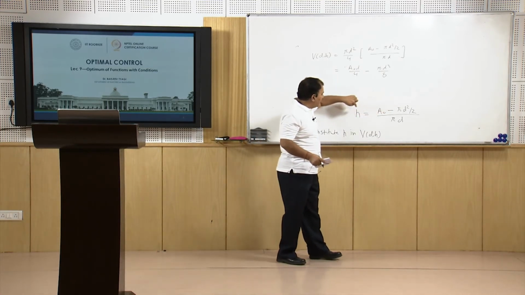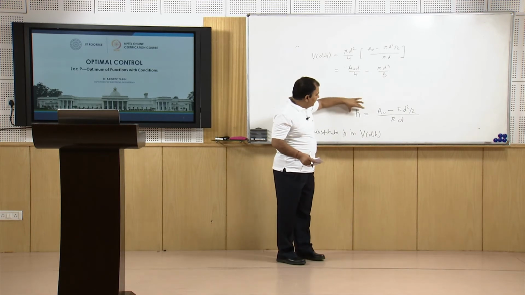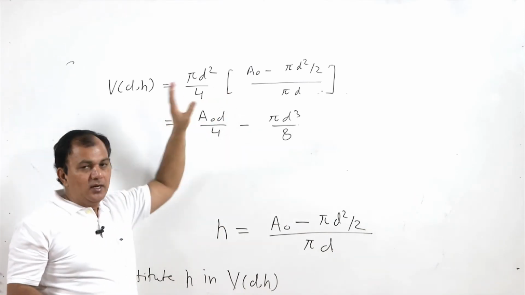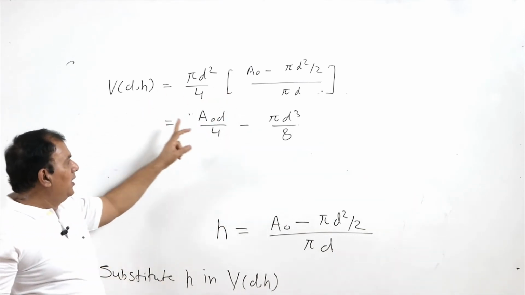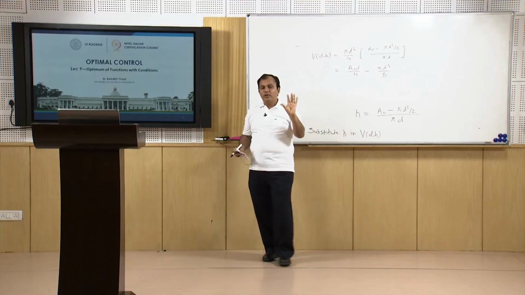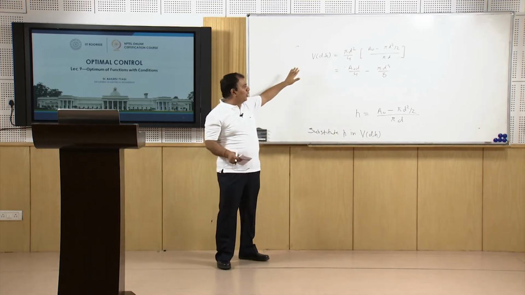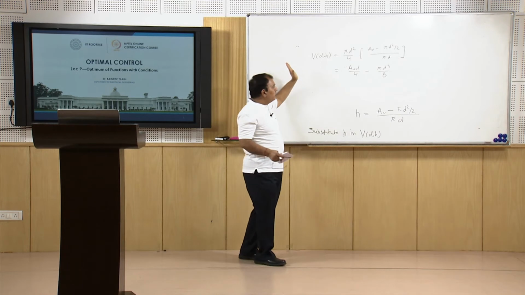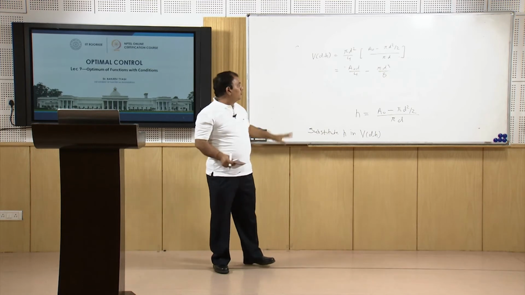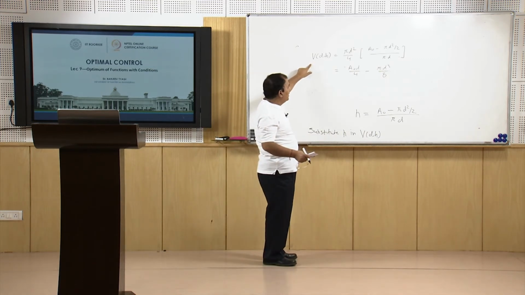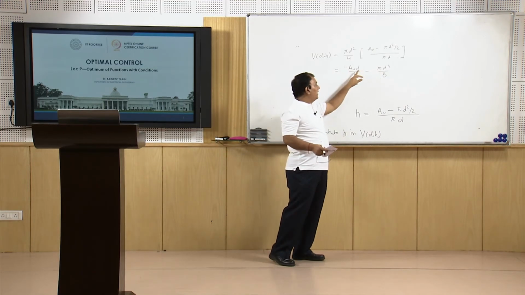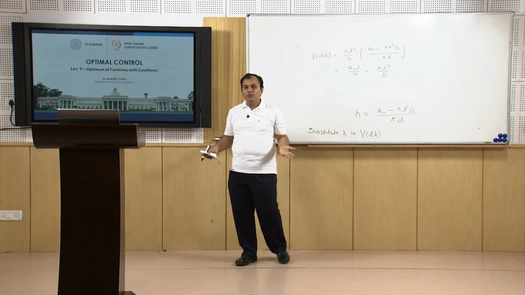h and d are related by this expression. So, what we have done? We have found one variable in terms of the other, and placed it into the volume expression. So, my V is simply a naught d by 4 minus pi d cube by 8. We have eliminated the h from the volume expression. Now, it is a simple maximization problem. I have to maximize V and find the value of d which will maximize my V.